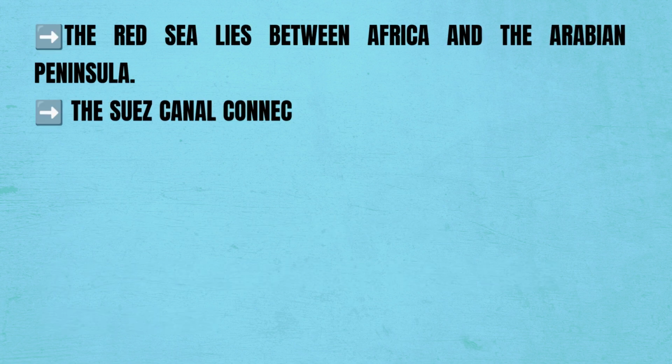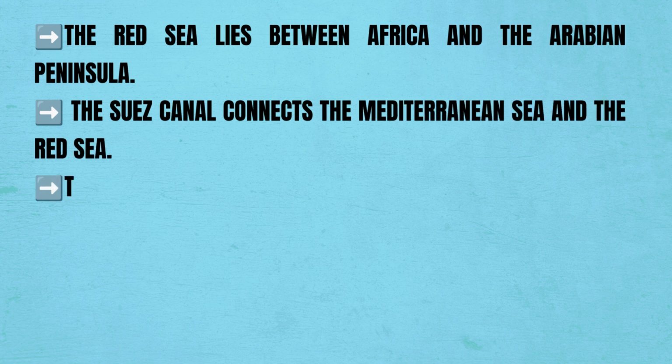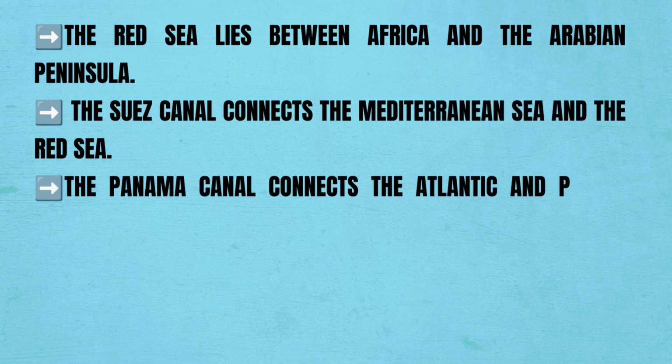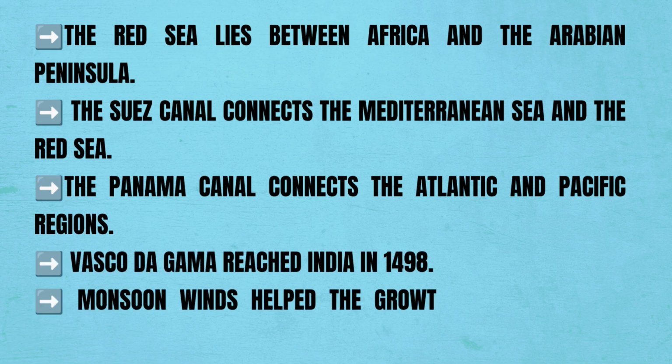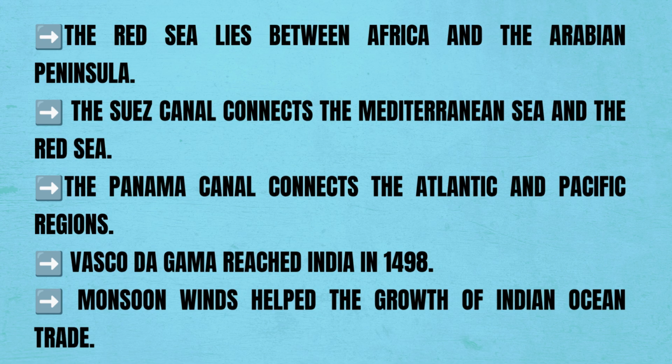The Suez Canal connects the Mediterranean Sea and the Red Sea. The Panama Canal connects the Atlantic and Pacific regions. Vasco da Gama reached India in 1498. And monsoon winds helped the growth of Indian Ocean trade.